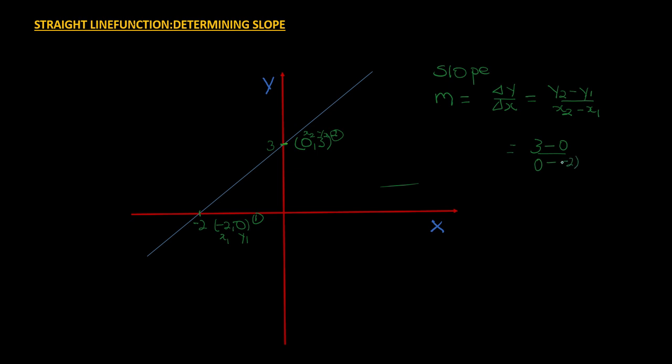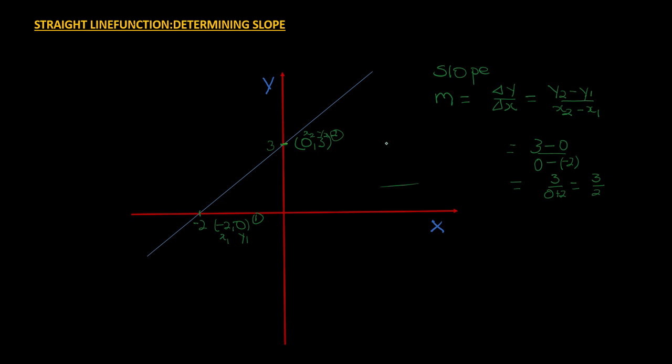Now in this case, it's best to put the minus 2 in brackets so that you remember to multiply the negative signs. So you have 3 minus 0 on top, that is just 3. 0 minus multiplied by minus 2 is positive 2. So now you have 3 divided by 2. So the slope of this line is then 3 divided by 2.